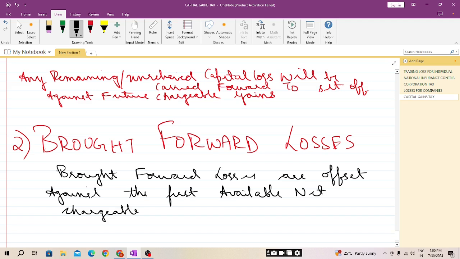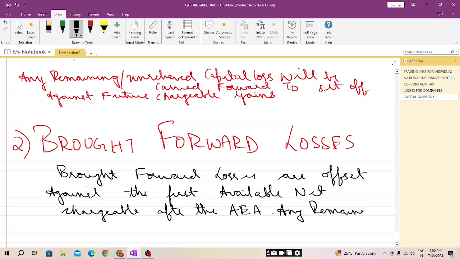If you carry forward to the next year, then current year gains, current year loss, then you will come to the trade loss set off, AEA, then brought forward loss you will set off. First available net chargeable gains after the AEA. I hope this is clear, student.